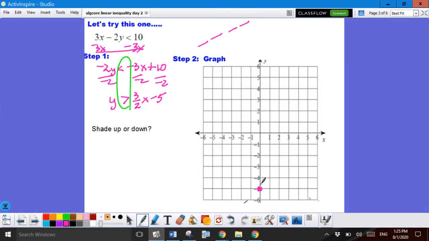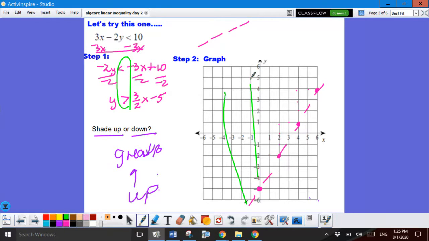So negative 5, then 3 up and 2 over, 3 up and 2 over, and 3 up and 2 over. And I have a dashed line again. Okay, are you shading up or down? Well, this is pointing to the right. It means it's a greater than. That means I am shading up. I'm shading up, so I am going above the line. This side is going to be true, and this side is going to be false.